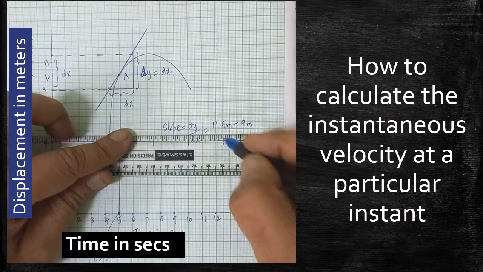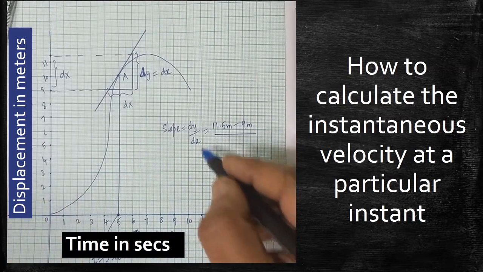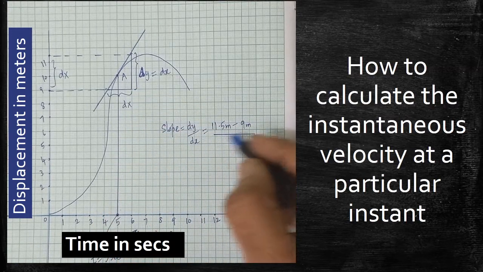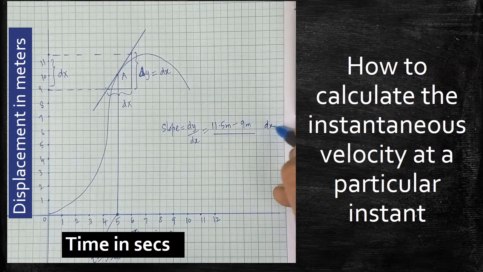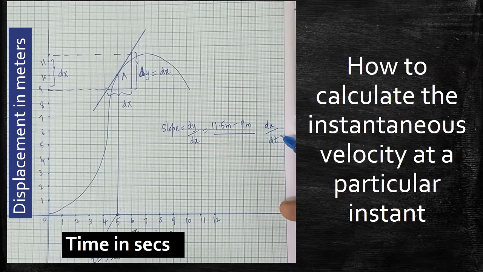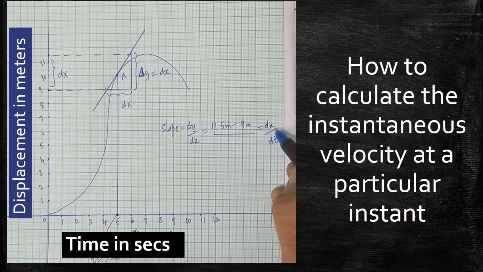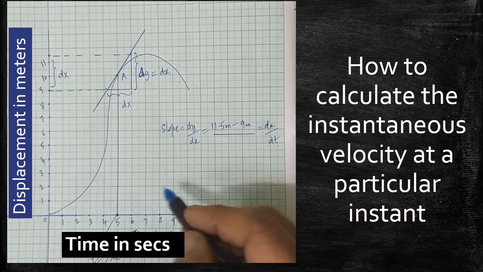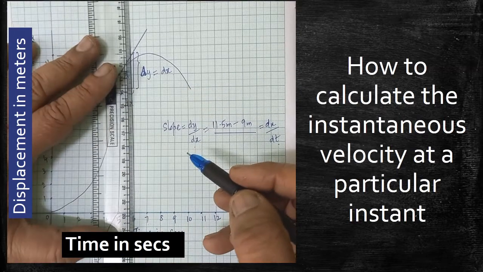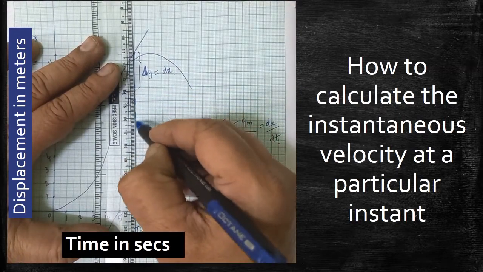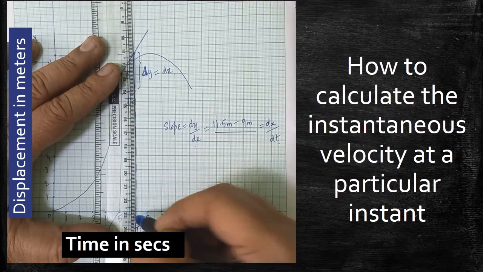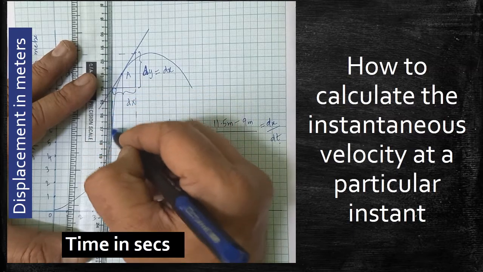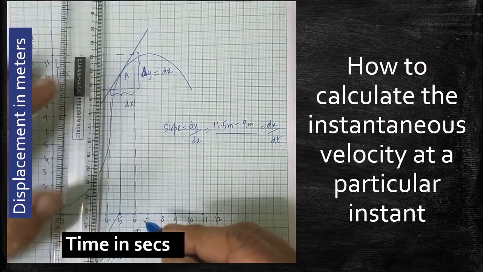Are you clear? In the denominator, which factor is there? In the denominator, difference in time must be written. This is difference in displacement. This is difference in time. Are you clear? dy is nothing but difference in displacement. dx is nothing but difference in time. Now extend the line. You will get the difference in time. After the extension of the line, you will get the difference in time.